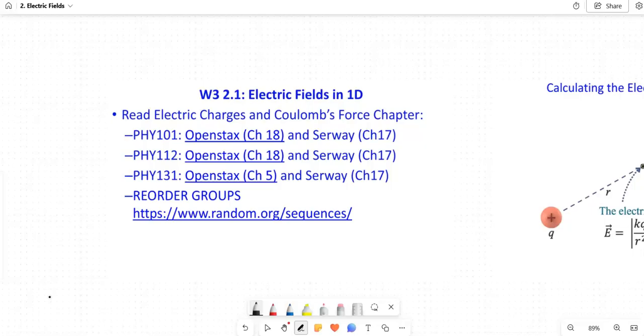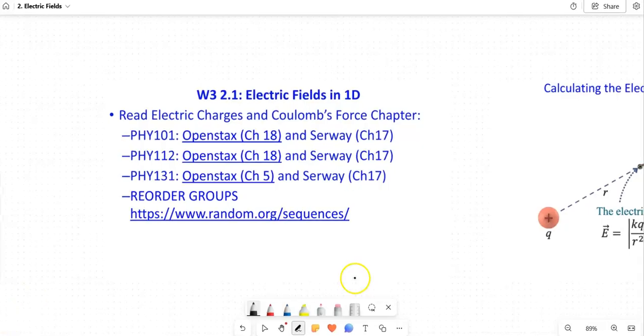We're going to be doing electric fields in one dimension, and we're going to do more about the calculations and quantifications of it. If you haven't done the reading, please do so. Those readings are very helpful for this. It gives you a slightly different perspective than the one I'm teaching. And they're actually pretty good books. The OpenStax books and the Survey book, they're both quite good.